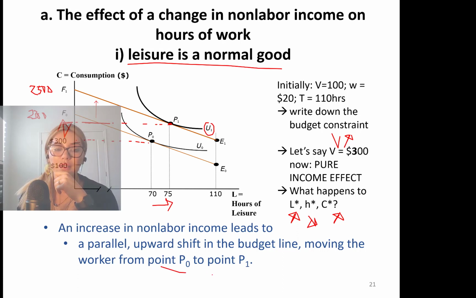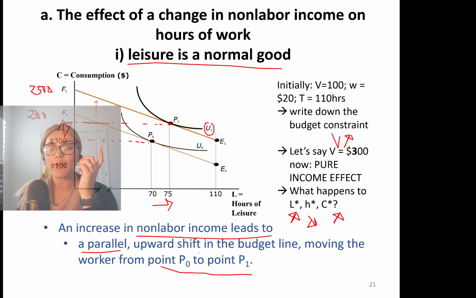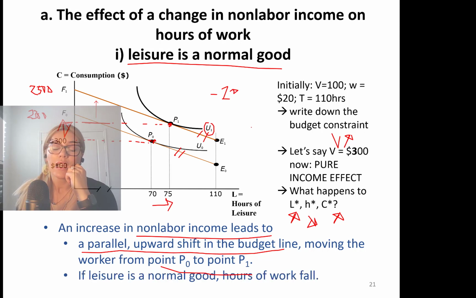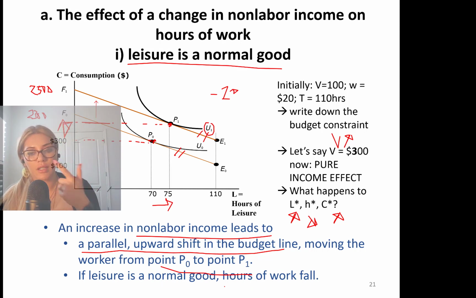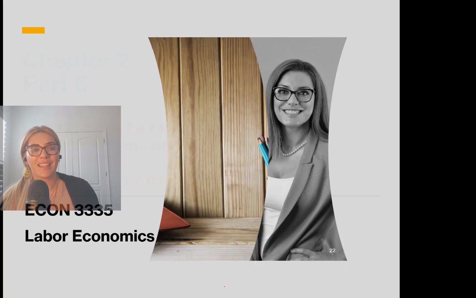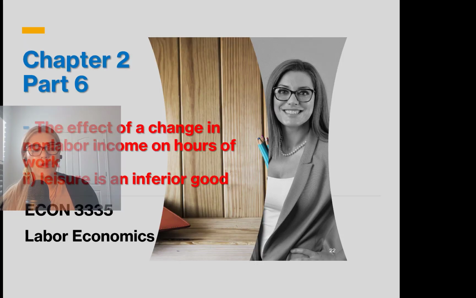Let's sum it up. An increase in non-labor income leads to a parallel upward shift in the budget line. These are parallel budget lines, so the slope didn't change, negative 20 for both of them. This moves the worker from point P0 to P1 if leisure is a normal good. So if leisure is normal, you're going to consume more leisure, and hours of work will fall. I'll see you in the next part where we study when leisure is an inferior good.